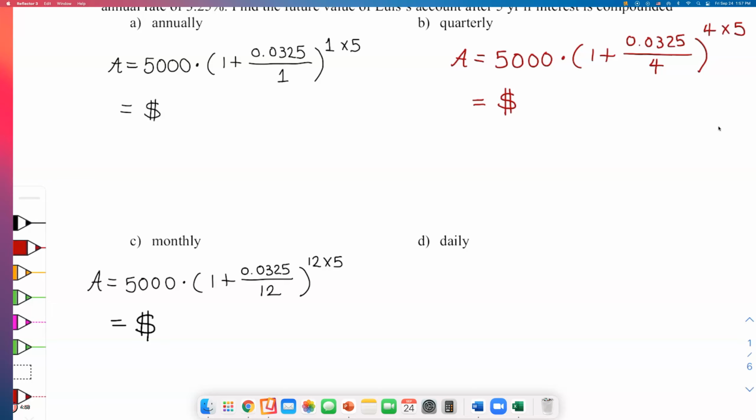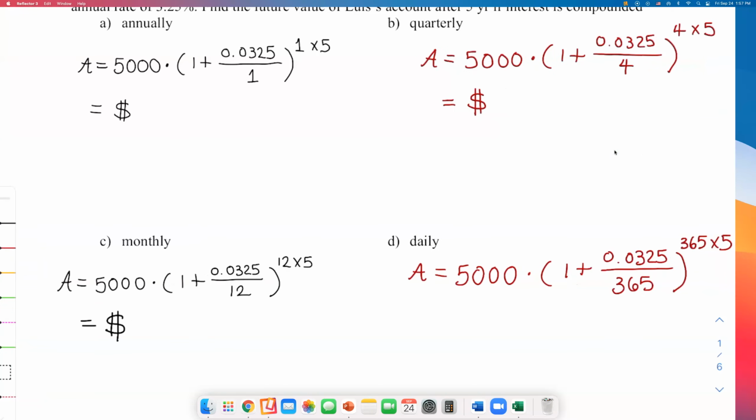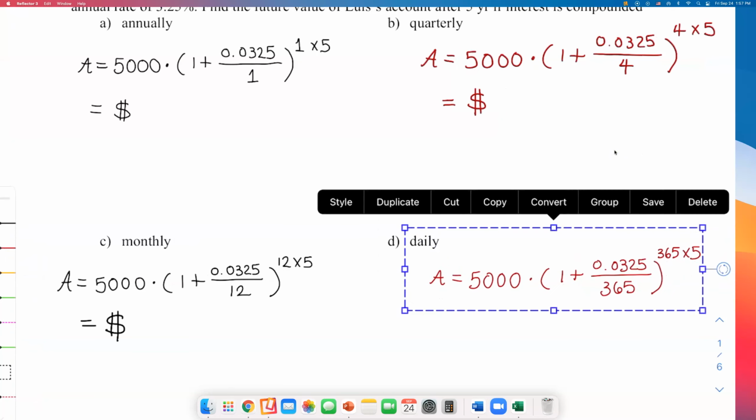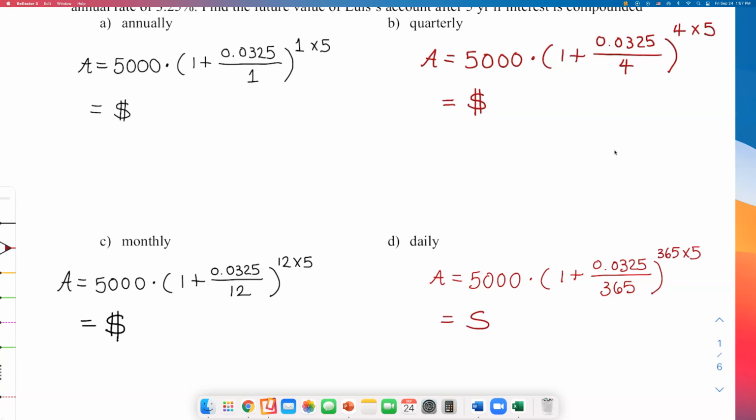For daily, how many days do we have in a year? We're going to have to use 365 for this problem. $5,000 times 1 plus 0.0325 divided by the number of compounding periods, if it's compounding daily, is 365. And how many days do we have in a 5-year period? 365 times 5 will be the exponent. Okay, so all right, I wrote down everything. Now it's time for us to open up a scientific calculator to find all these answers.